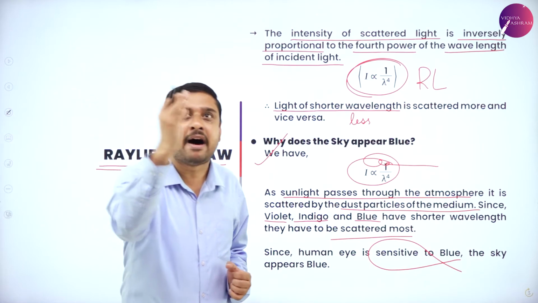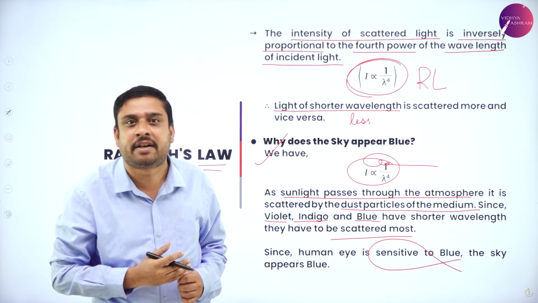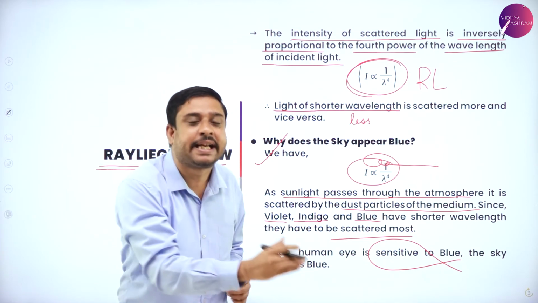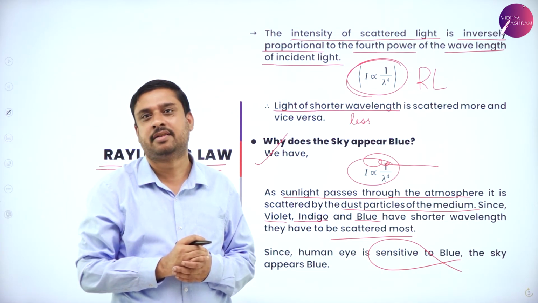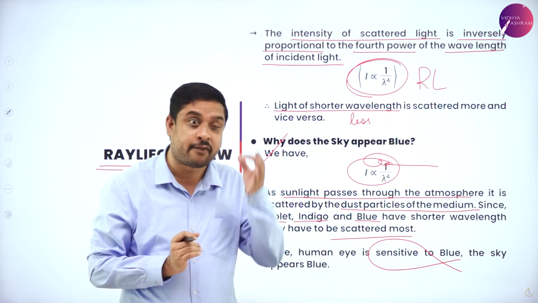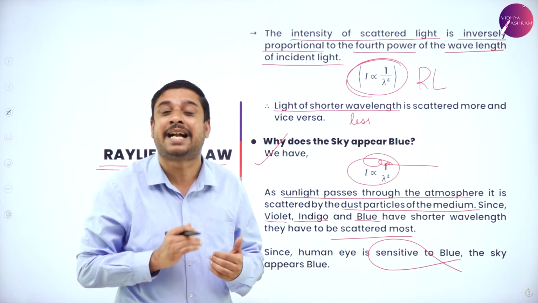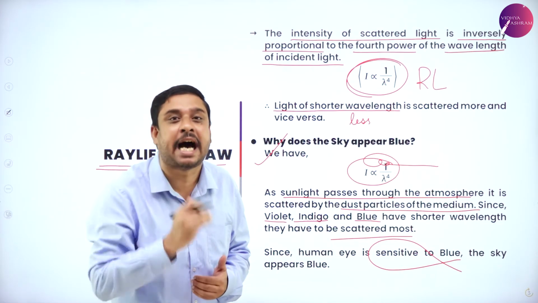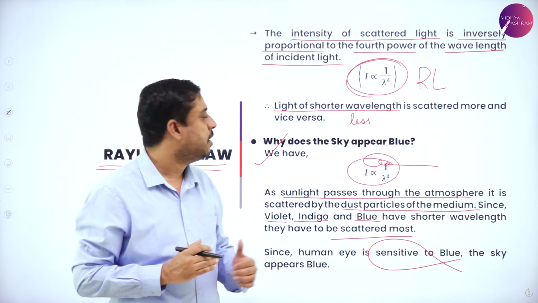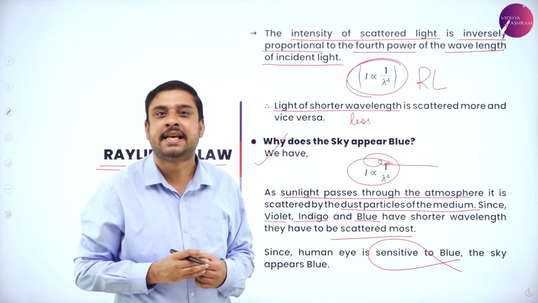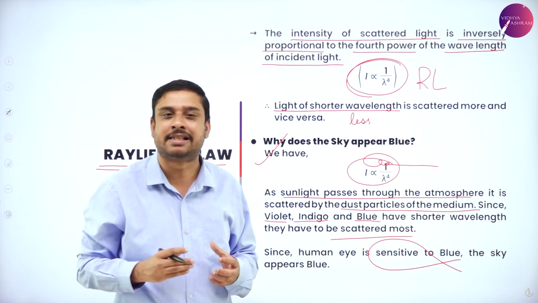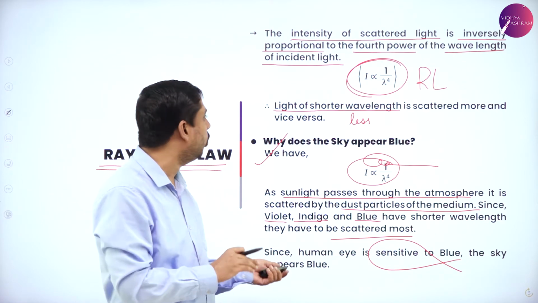Sunlight is passing through the atmosphere. It is scattered by the dust particles of the atmosphere. So naturally, light with shorter wavelength has to be scattered more. Which are those three colors? Violet, indigo, and blue. But since our eyes are sensitive to blue color, the sky appears blue.